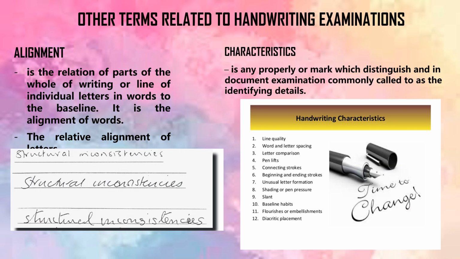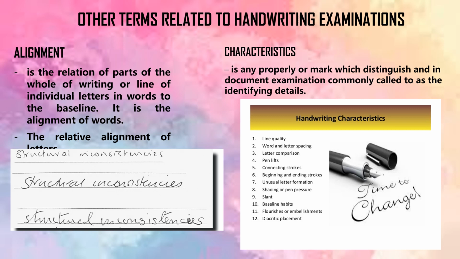Next are the other terms related to handwriting examination. We have here alignment. Alignment is the relation of parts of the whole of writing, or line of individual letters in words, to the baseline. The baseline here is the horizontal line that you have in your notebook, in the paper, in the yellow pad, in the intermediate pad. How it is being aligned, it is the alignment of the words. As you can see, the relative alignment of letters. That's what we call the alignment of your writing.